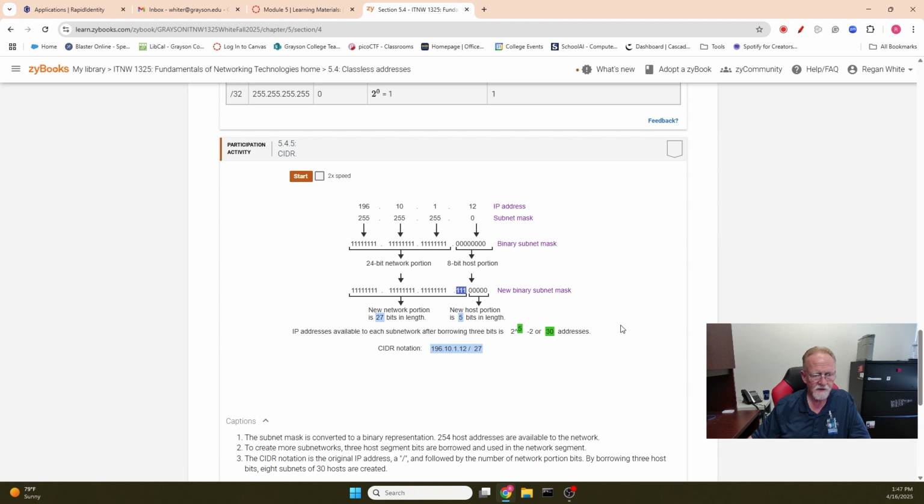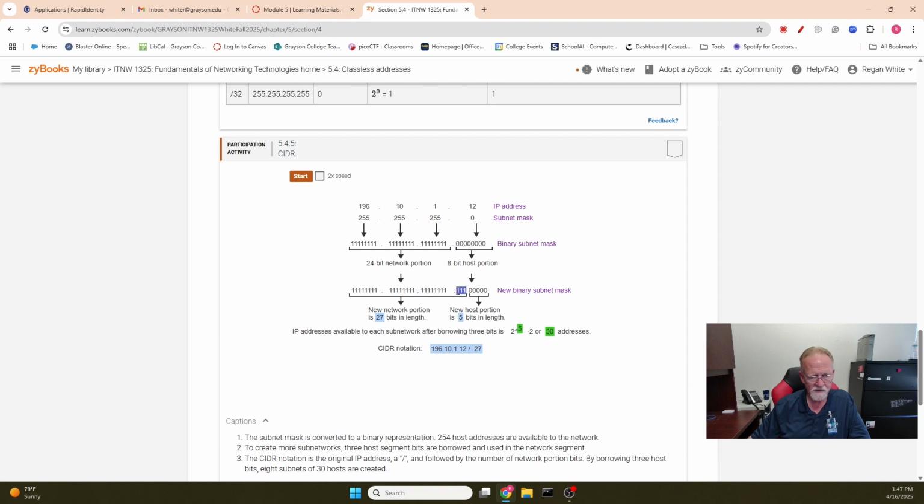So this is how you would subnet a regular Class C address, or a regular 255.255.255.0 subnet mask. So we want to make the network smaller. We're going to divide the network up into pieces. So now we're going to take 3 of these bits and we're going to make them network bits.